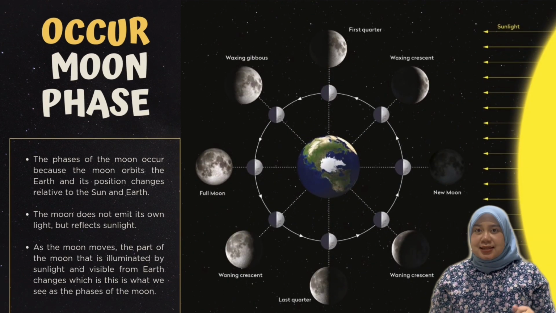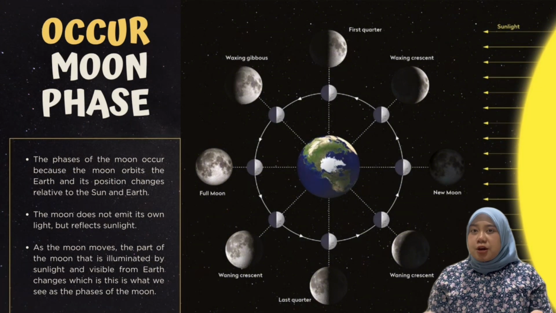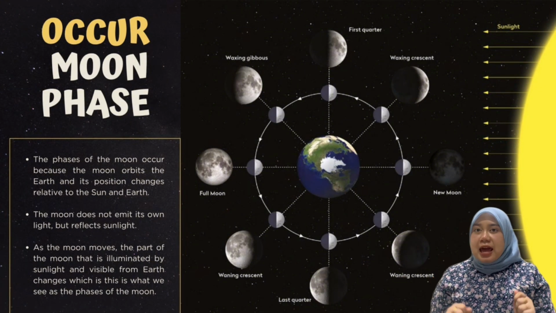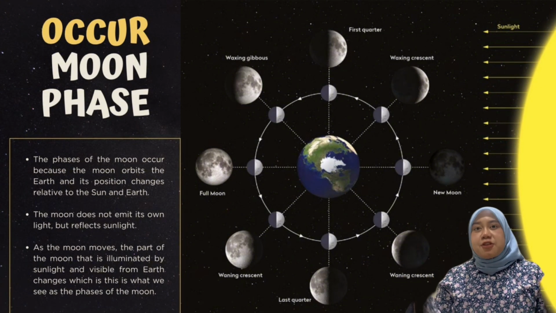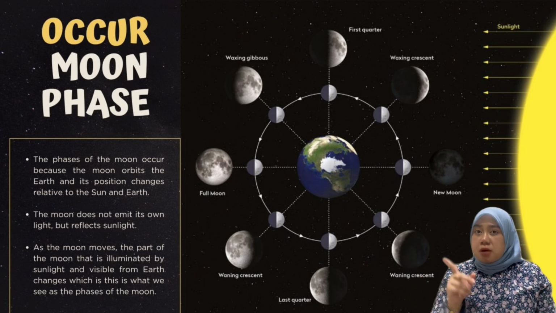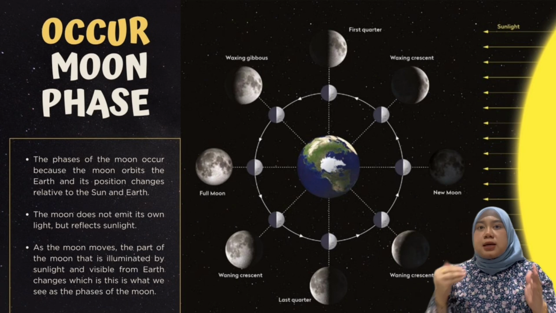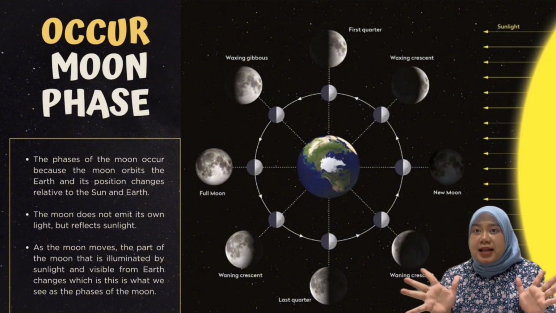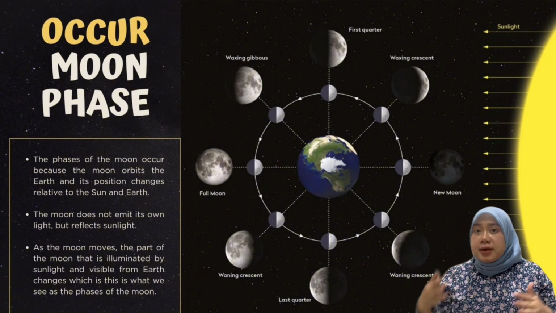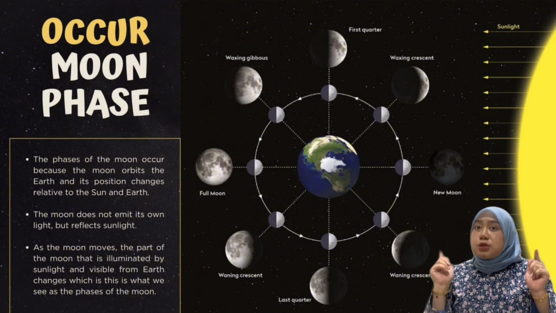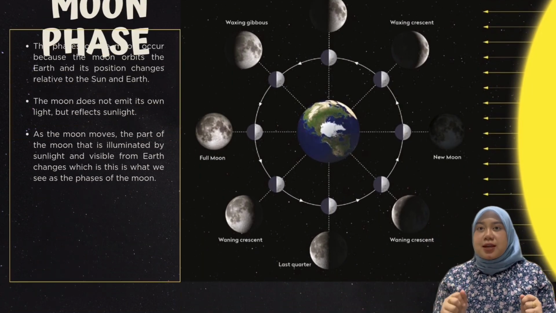How moon phases occur. The phases of the moon occur because the moon orbits the Earth and its position changes relative to the Sun and Earth. The moon does not emit its own light, but reflects sunlight. As the moon moves, the part of the moon that is illuminated by sunlight and visible from Earth changes, and this is what we see as the phases of the moon.